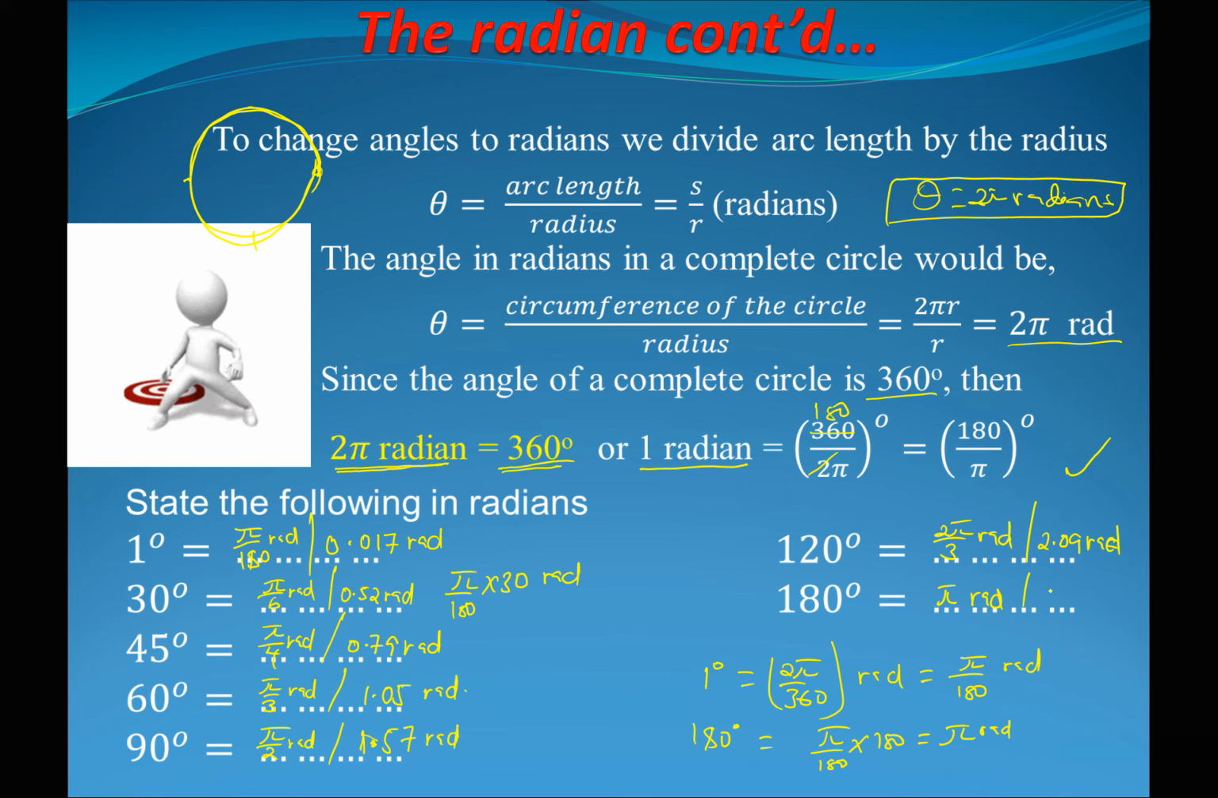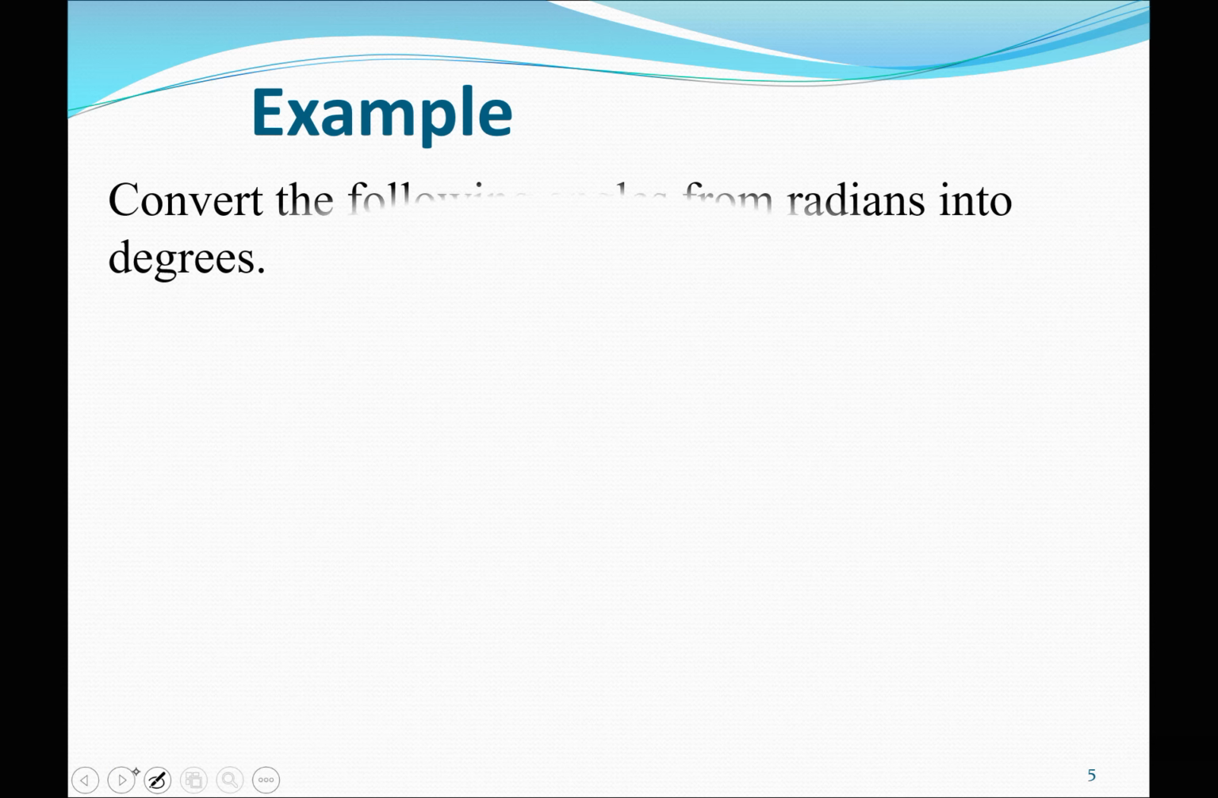So pi is the same as 3.14, so this is 3.142 radians. So you should be able to convert from degrees to radians. Let's also try to see an example of converting from radians to degrees. Convert the following angles from radians into degrees.